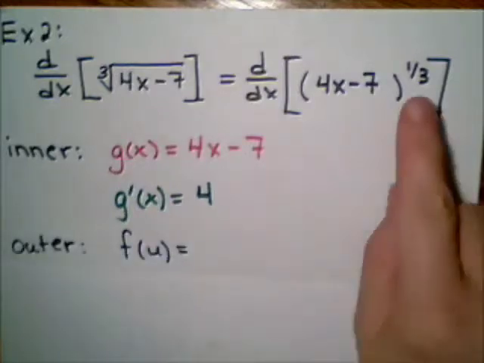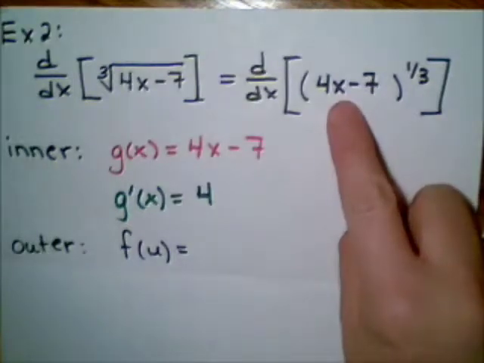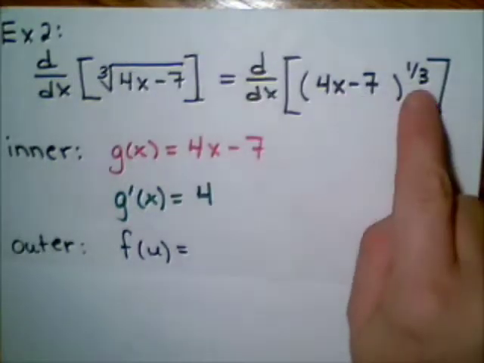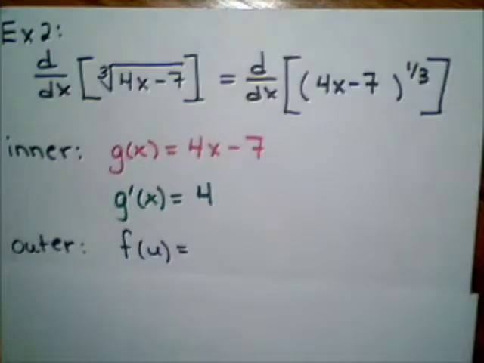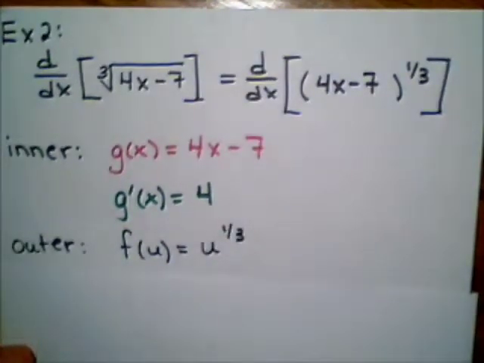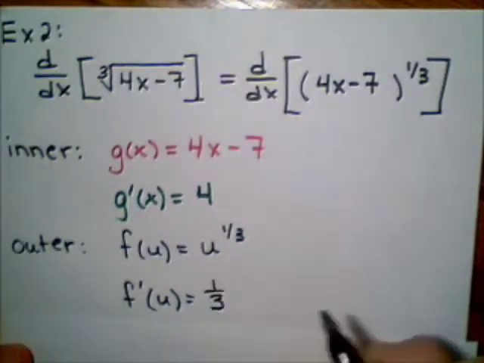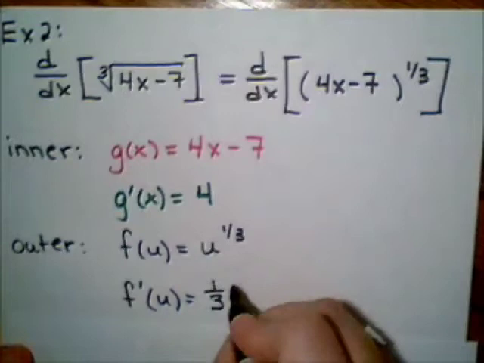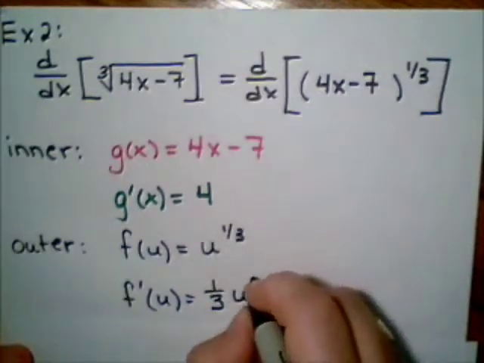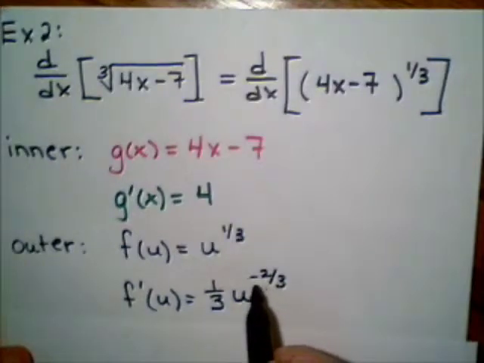Then we look for the outermost function. What's being done to that linear function? Well, we're taking the cube root. So we could write down f of u is the cube root of u. So f prime, using the power rule, we bring down the exponent, leave the base, subtract 1 from the exponent, which gives us this new exponent of negative 2/3.